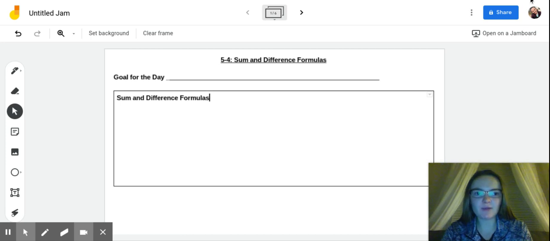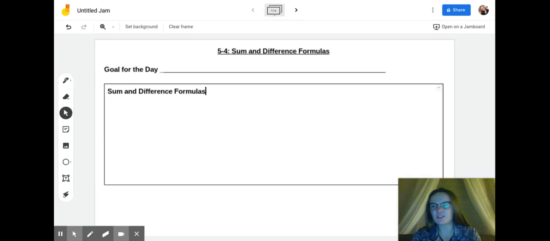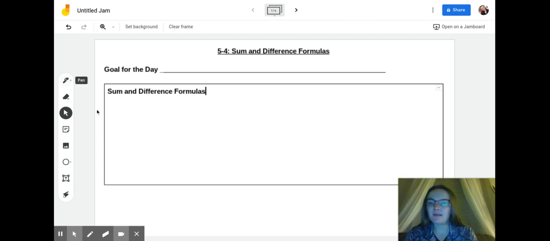Good morning, guys. What we're going to do today is go over just an introduction to 5-4, which is all about the sum and difference formulas. We're going to start with the sum and difference formulas. Since we're in an online setting right now, I'm going to copy and paste them in, and we'll talk about how we're going to be using them. Give me one second.